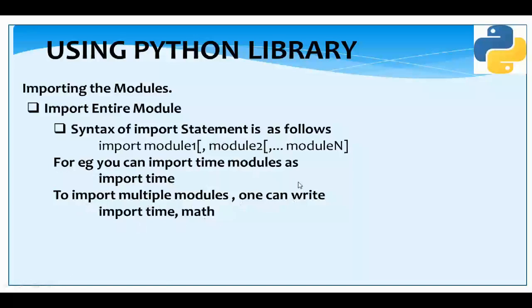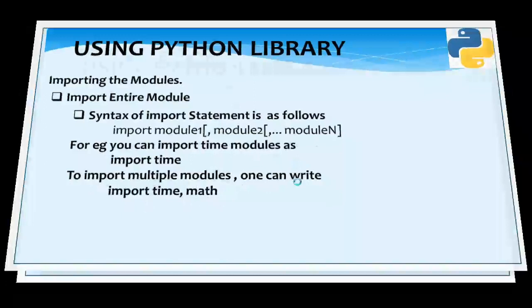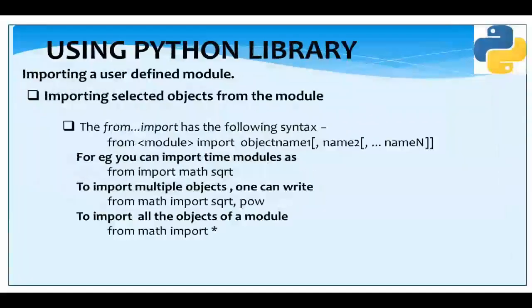If you want to import selected objects from a module, then also we can do this as follows. For example, you can write from math import sqrt. If you want to import only the sqrt function from the math module, you can write this way. If you want to import the sqrt and pow functions from the math module, you can write in this way. To import all the objects of the module, you can write from math import star. So this is how we have different ways of importing the modules.